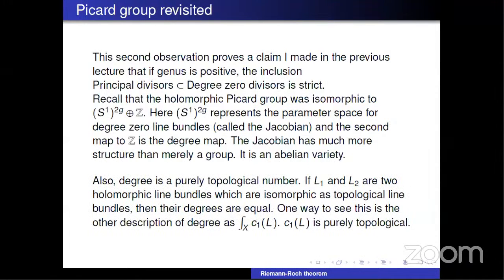Okay, another comment is that the degree is a purely topological number. If L1 and L2 are two holomorphic line bundles which are isomorphic as topological line bundles, then their degrees are equal. One way to see this is the other description of degree that I gave as the integral of the first Chern class. And the first Chern class is purely topological.